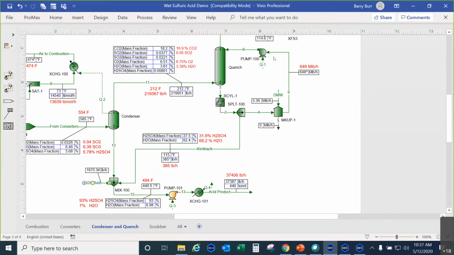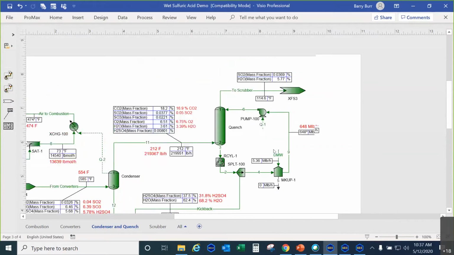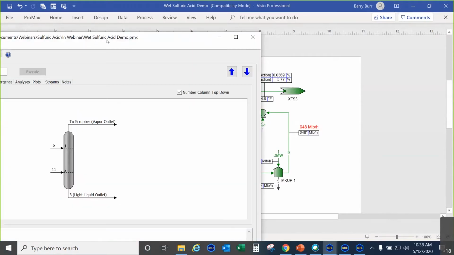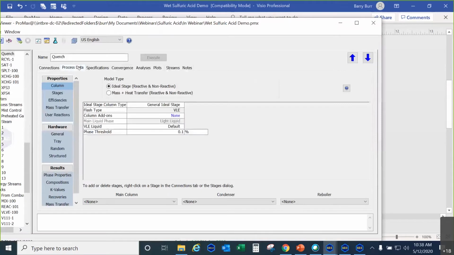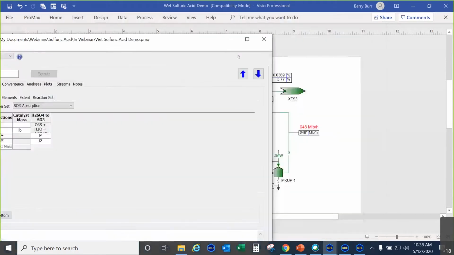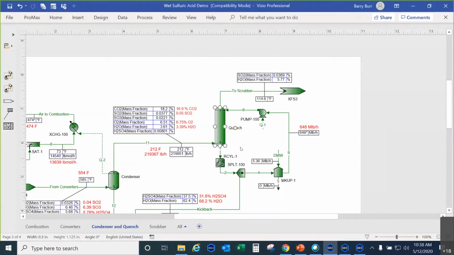And it's a pretty strong acid system here. Whatever's circulating in this quench circulation loop is 32% sulfuric acid. Some of that is returned here to also help produce acid product. The quench has sulfuric acid being formed, and so we also have the SO3 absorption reaction checked on in this quench column.